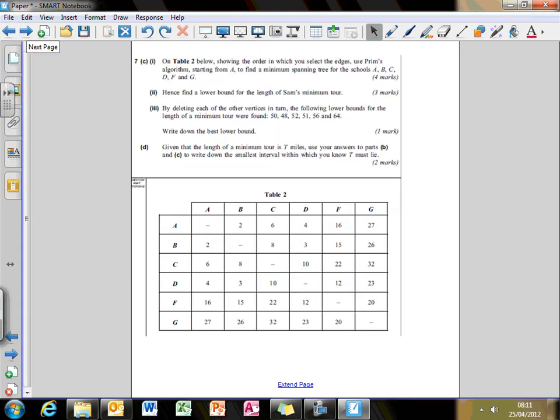Right, 7C part 1, flipping it. So we've been dealing with upper bounds. It looks like we're going to be finding some lower bounds now. On table 2 below, that's all right. We're just going to do Prim's on the table. So let's have a go at that then.